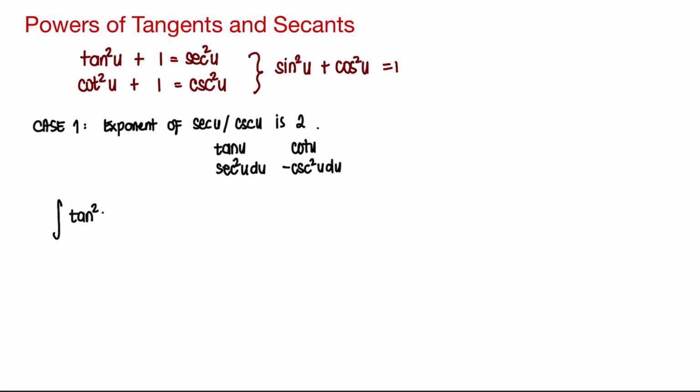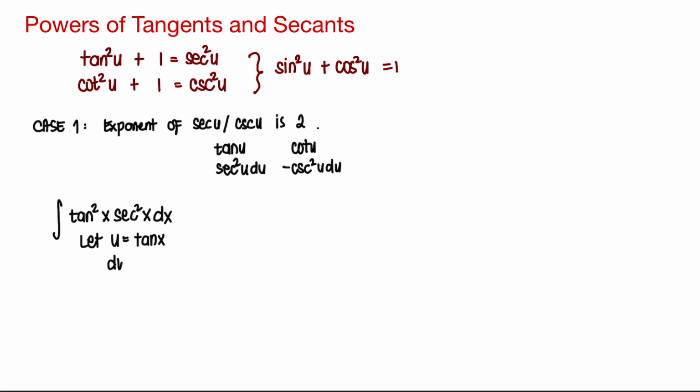So for example, we want to evaluate the integral of tangent squared x secant squared x dx. Regardless of the exponent of tangent x, because we have secant squared x, we directly use substitution by letting u equals tangent x. So don't include the exponent, just like what you did with the powers of sines and cosines, wherein one of the factors, either sine or cosine, has an exponent equal to 1.